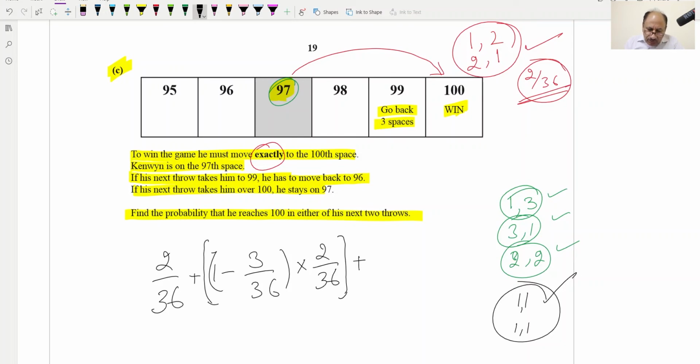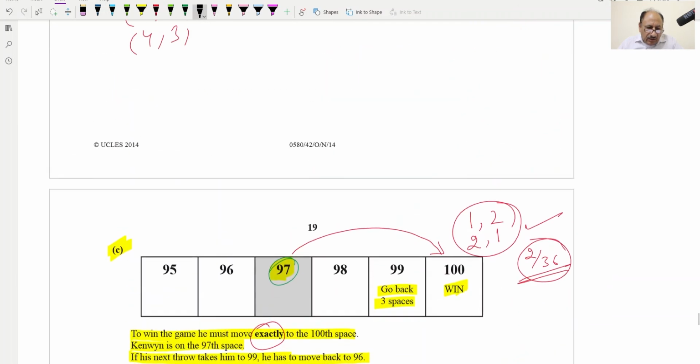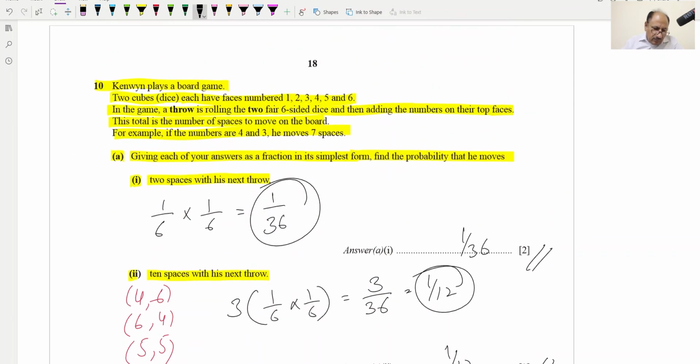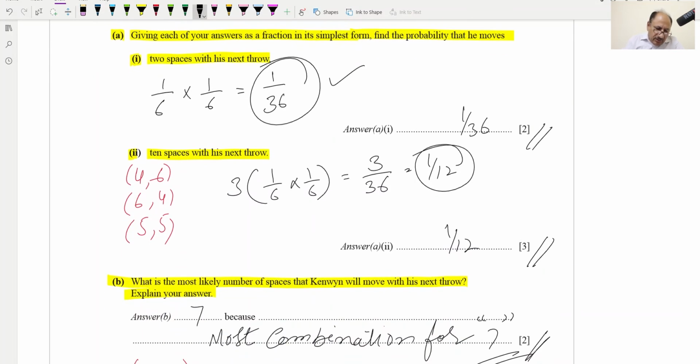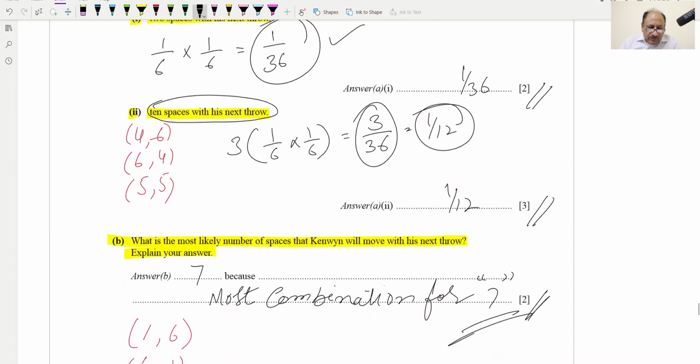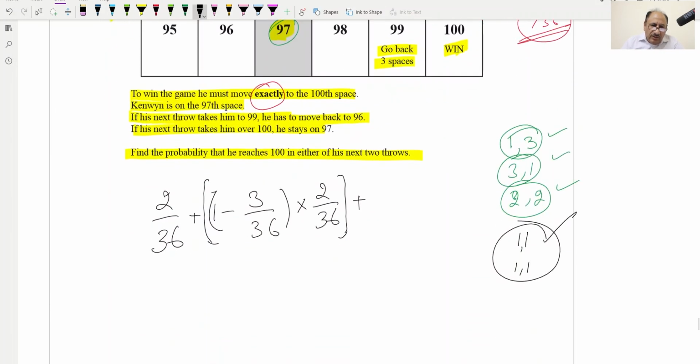Now the third option is when we are having this one, we will be getting two spaces. Two spaces will be 1 by 6 and 1 by 6, which is 1 by 36, and the second will be 10 spaces with his next throw. So these two probabilities we will take into account, and we will add over here, we will multiply these two. So it will be 1 over 36 multiplied by 3 over 36, and this will be including all the probabilities possible.